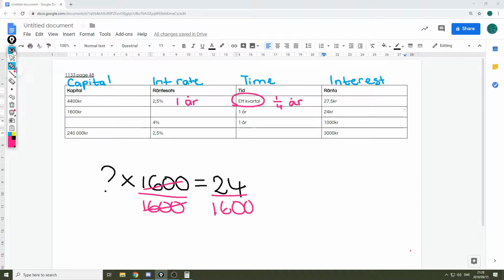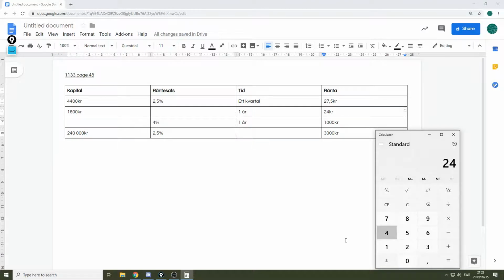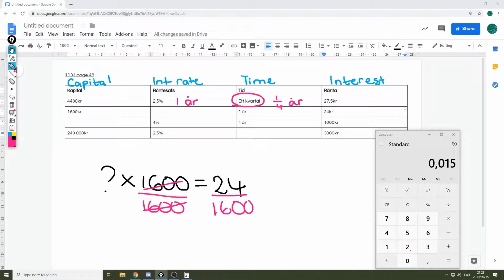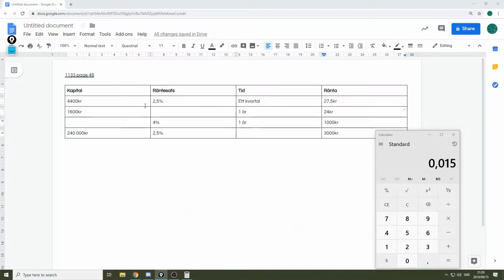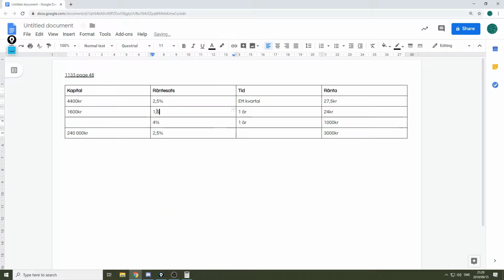Let's see what happens if I divide 24 by 1,600. I get 0,015. Okay, not bad. 0,015. But I see here that all of these guys that I'm working with are percentages. So how am I going to take this decimal and change it into a percentage? Well, that we know how to do. We do it by multiplying by 100. So my answer here is going to be 1,5%. Great. So this is 1,5%.